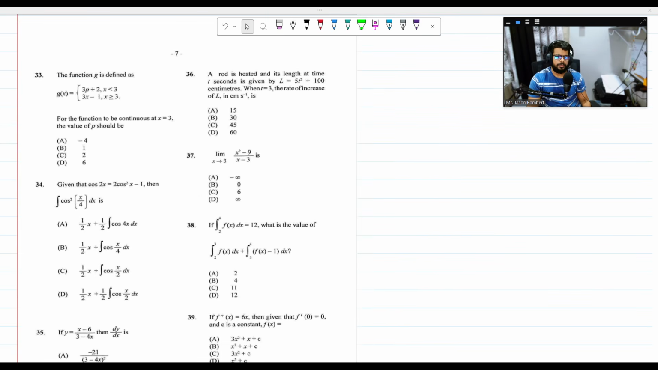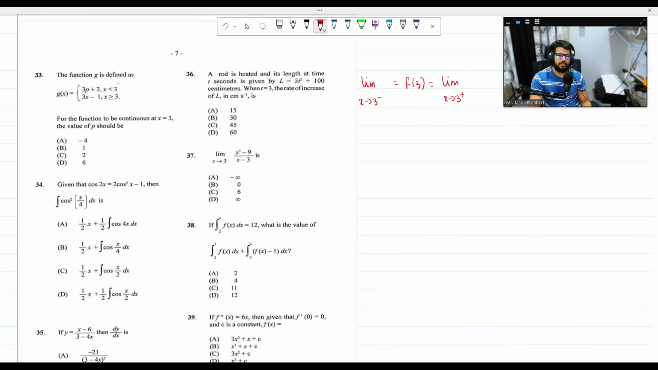Alright, next, number 33. The function g is defined as g of x is equal to 3p plus 2 for x less than 3, and 3x minus 1 for x greater than or equal to 3. For the function to be continuous at x is equal to 3, the value of p should be, well, the left-hand limit should be equal to the right-hand limit, and it should be equal to the value of the function at the point itself. So, the limit as x tends to 3 from the left must be equal to f of 3, and must be equal to the limit as x tends to 3 from the right.